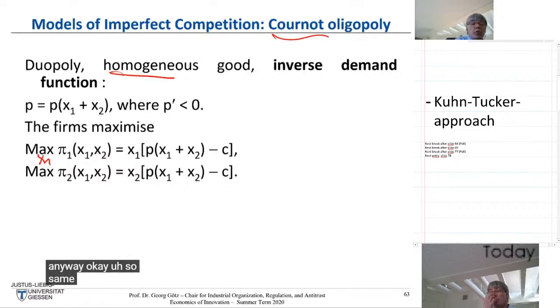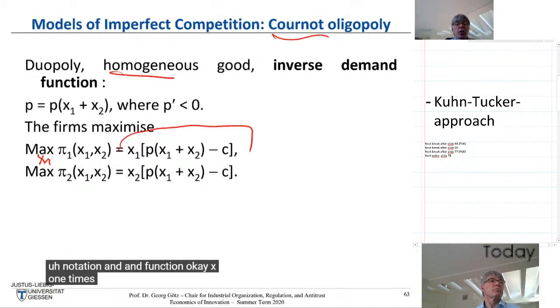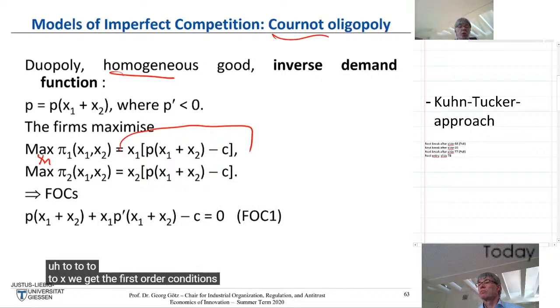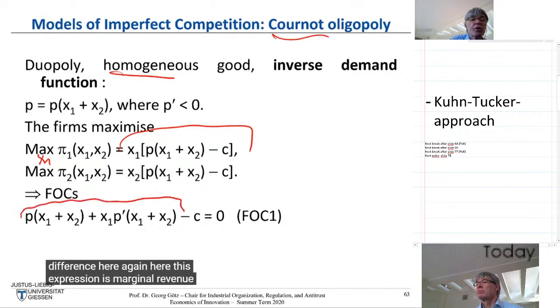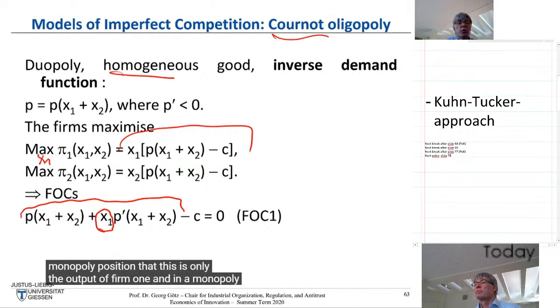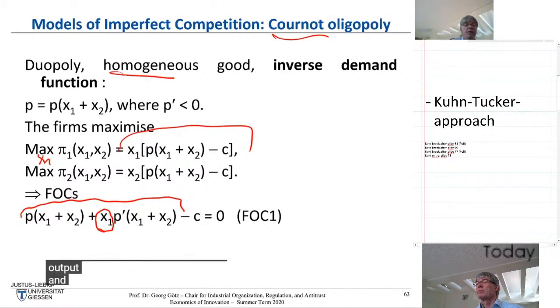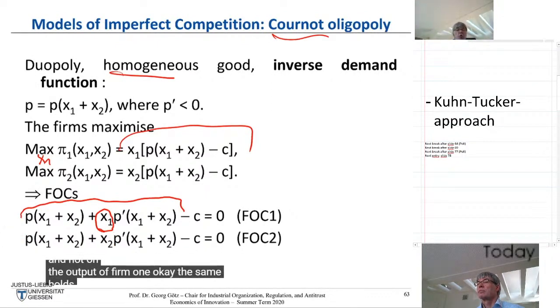So same kind of profit notation and function, x1 times the per unit profit, P minus C. But if we take a derivative with respect to x, we get the first order conditions, which look very much like the monopolist first order conditions. Here this expression is marginal revenue. The only difference from the monopoly position is that this is only the output of firm 1, and in the monopoly case, of course, it would be the market output. And the price depends on market output and not on the output of firm 1. The same holds for firm 2.